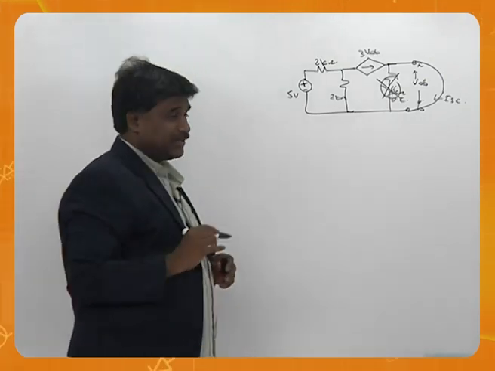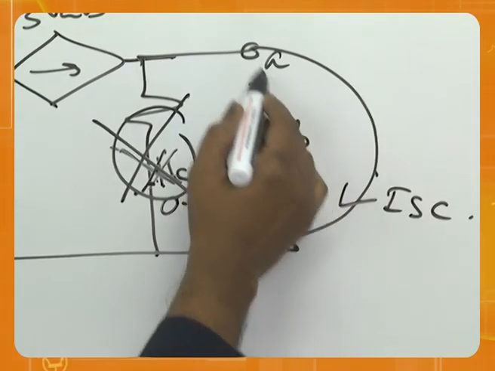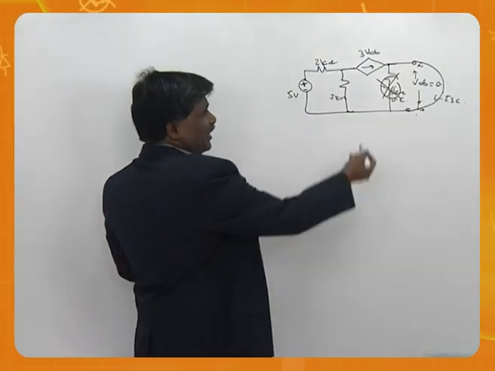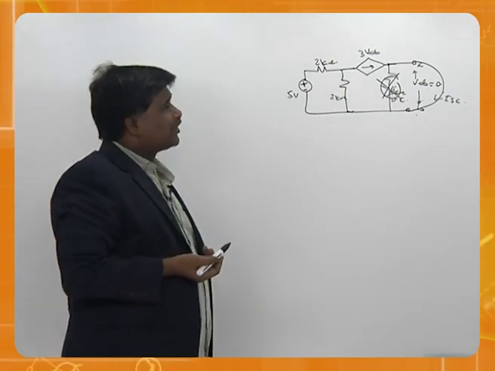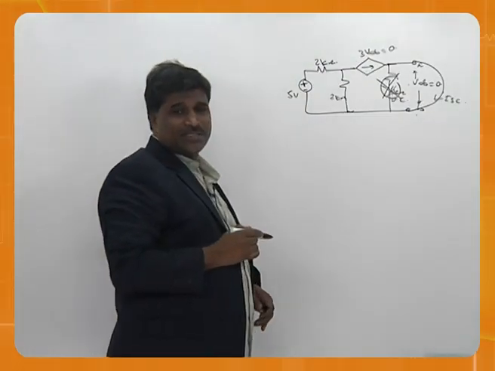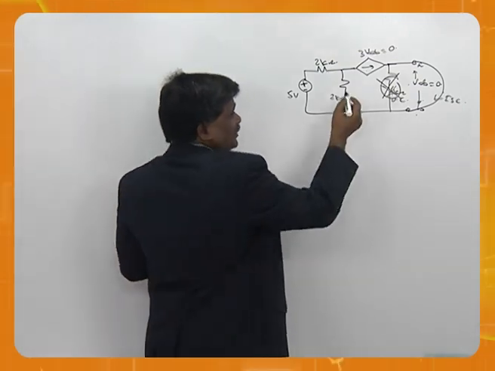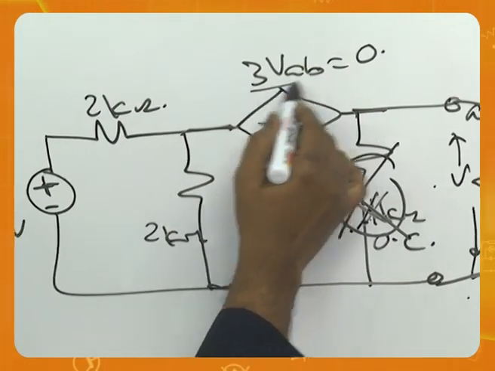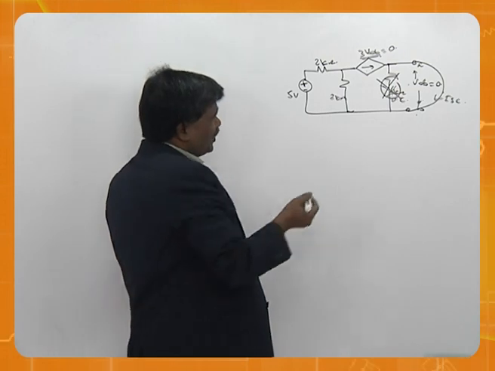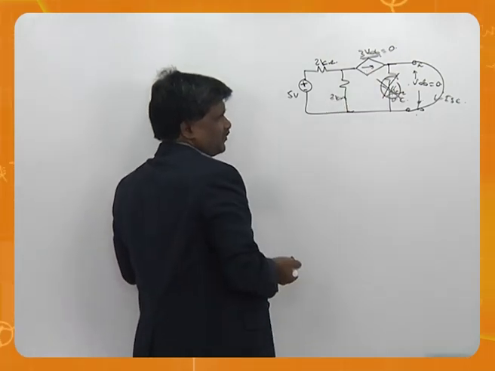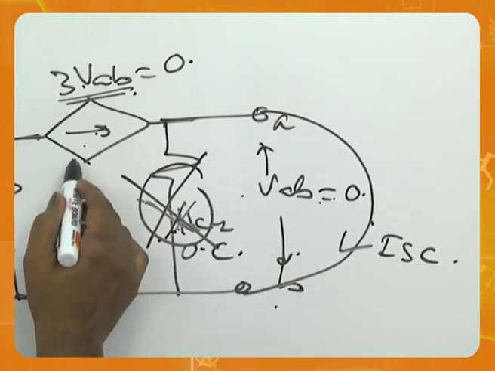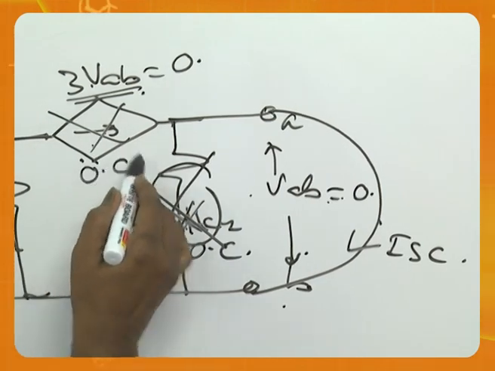That's a good thing. Secondly, when you short circuit, what is the voltage between these two? 0. When the voltage is 0, what will happen to this? Automatically, when VAB is 0, 3VAB becomes 0. What a nice thing. When this is 0 volt, the voltage source has become 0, I mean this value becomes 0, therefore the current source is becoming 0. Current source becoming 0 means what? This gets again open circuit.